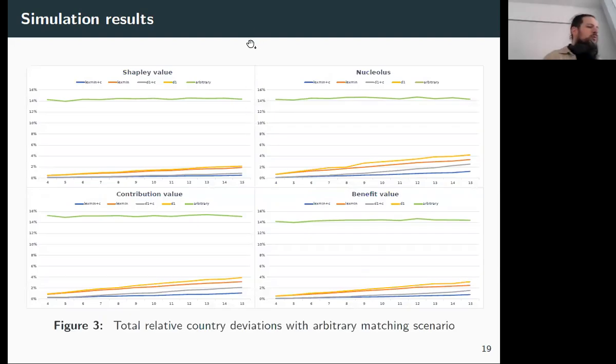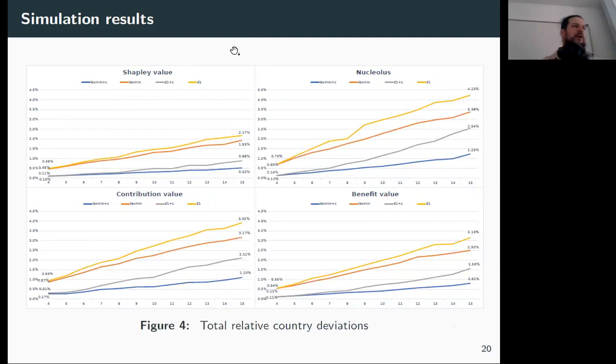How do we behave in terms of errors, in terms of deviation? So in these graphs for the 4 allocations, where on the horizontal axis we have the number of countries ranging from 4 to 15, I included the arbitrary matching as well. And these are the 4 lines distinctly above the others, hovering around 40% of relative deviation. Whereas the other 4, D1 or Laxmin with credits or without credits, are all on the bottom. So let's just zoom on to that bottom part to see what's happening.